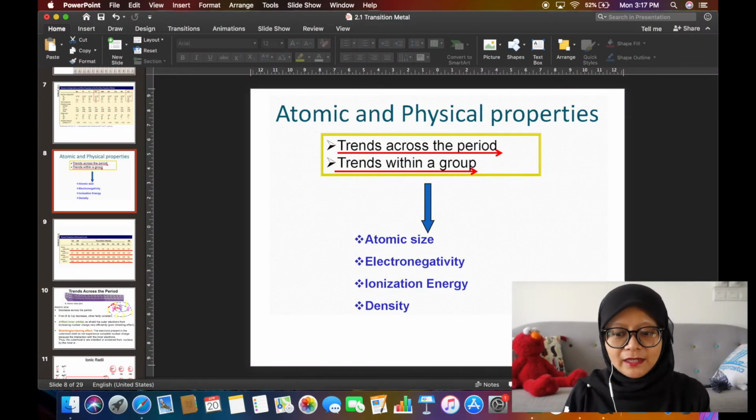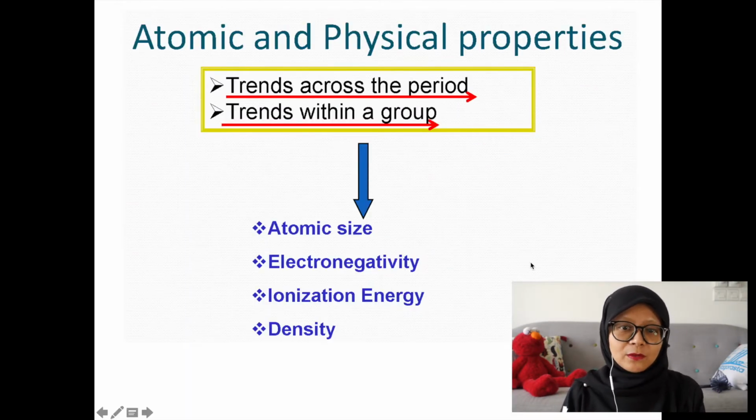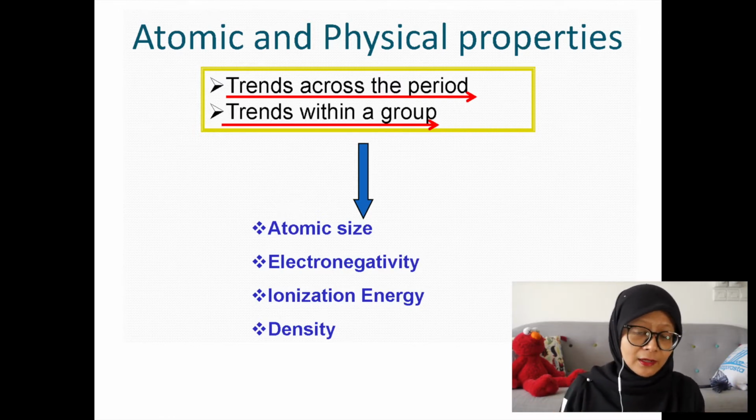Welcome back to part 2 of the transition metal. Okay, so for this part, we are going to discuss the trends of the transition metals in the periodic table. As you can see, this is the atomic and also physical properties. We will be discussing the trends across the period and the trends within the group.